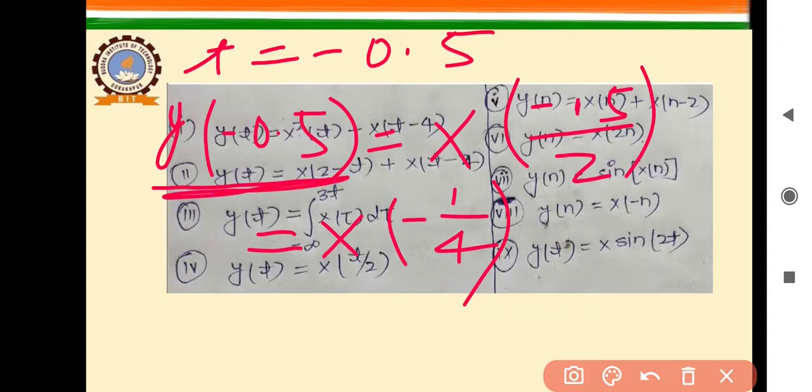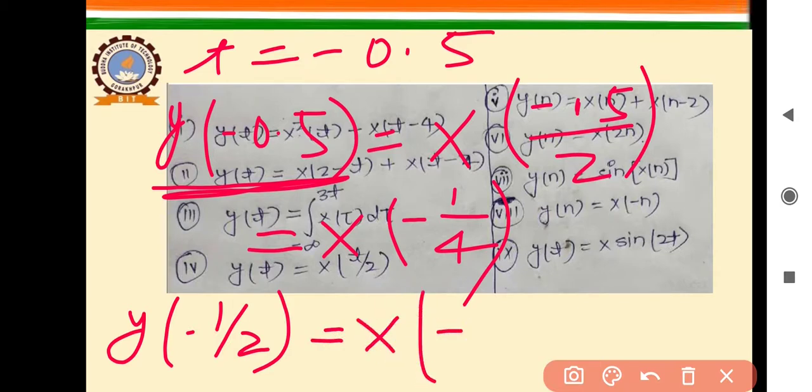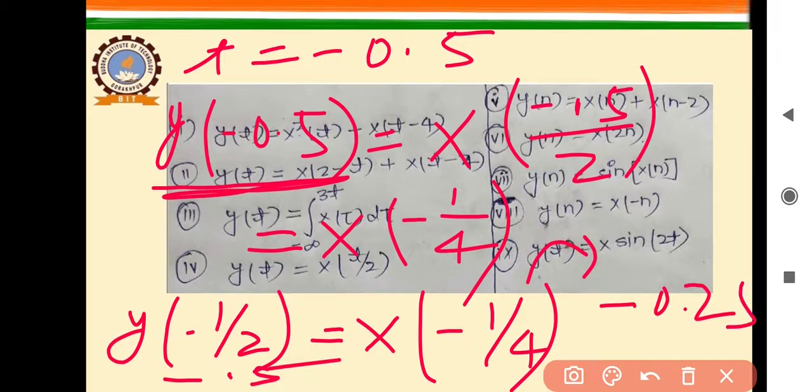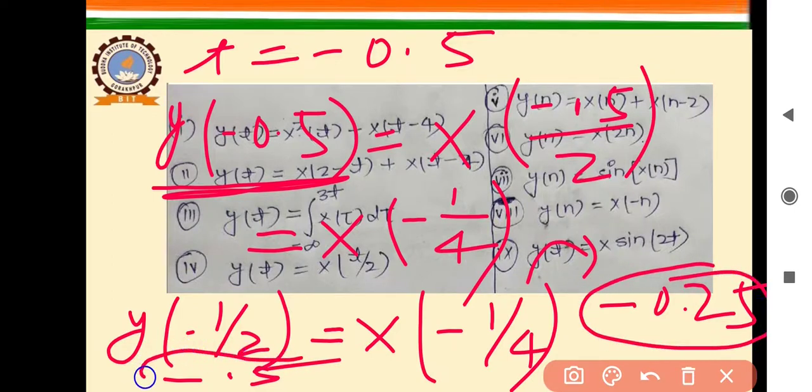Which one is greater? Here we can see that y of minus 1 by 2 will be equal to x of minus 1 by 4. Obviously, this is minus 0.5 and this is minus 0.25. Minus 0.25 is greater than minus 0.5. It means that the value of the output is dependent on the future value of the input. For the point minus 0.5, minus 0.25 is the future value. It means that the output of the system at instant t equal to minus 1 by 2 is dependent on the future value of the input, and this system is in the category of a non-causal system.